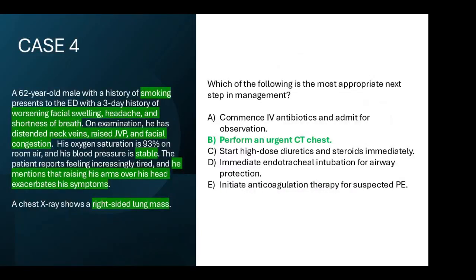Immediate endotracheal intubation wouldn't be appropriate in this scenario because he's clinically stable. His blood pressure is stable. There's nothing in the stem suggesting that he's got airway obstruction or reduced GCS. And initiate anticoagulation for suspected PE. Again, that is not appropriate because we don't know whether it is PE or not. There's nothing in the history that's suggestive of that. So I hope that clears the question, and let me know if there's anything else.